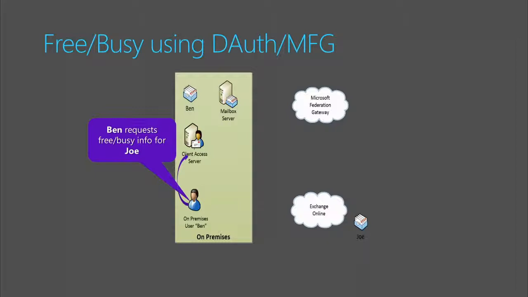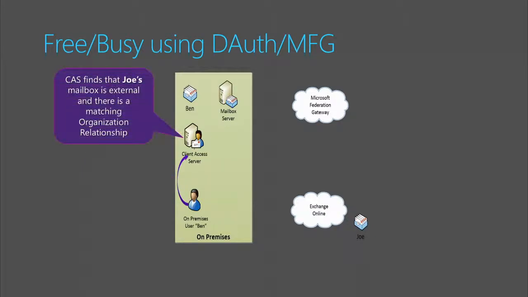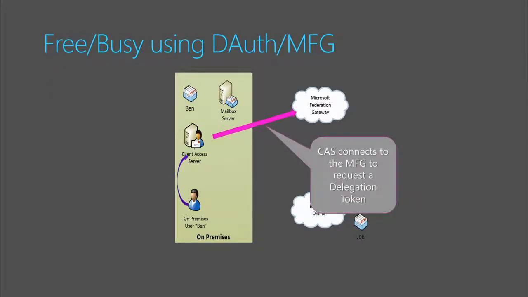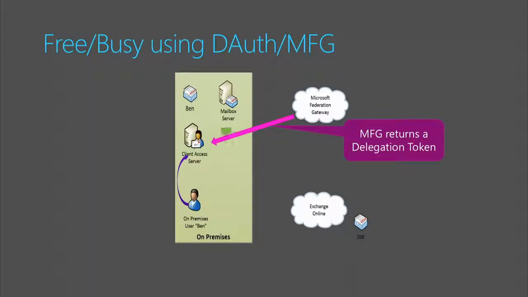joe@mail.contoso.allmicrosoft.com, okay? So we're going to check whether there is an org relationship that has the domain name mail.contoso.allmicrosoft.com. We're going to find that there is. So we're going to go to the trust broker, the Microsoft Federation Gateway, to get a delegation token. We say, hey, give me a delegation token that's valid for mail.contoso.allmicrosoft.com. The trust broker comes back and says, here's your delegation token.